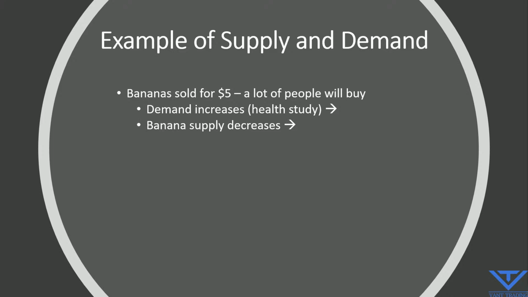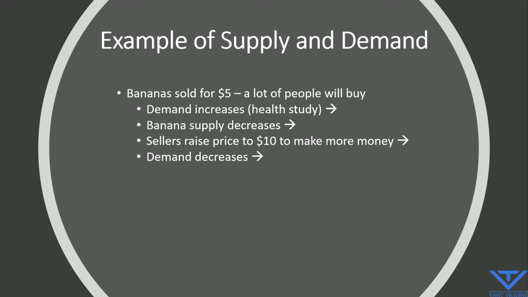Well, that banana supply is now going to decrease as people are scooping it up. So the sellers say, I'm going to raise my price now to $10 because I want to make more money. Why would I sell my banana for $5 when there is someone out there willing to pay $10 for it? So the demand now starts to decrease. Someone's like, well, I want to be healthy, but I'm not paying $10 for that banana. So as the demand decreases, people aren't willing to buy the bananas for $10. The supply starts to build back up. So the seller lowers the price, and round we go.